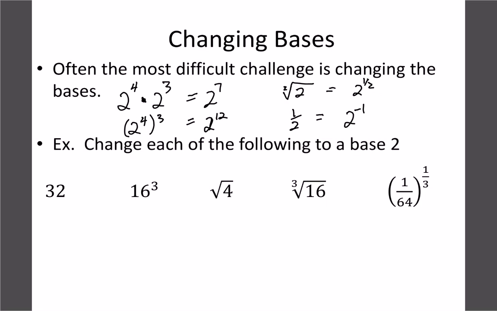So let's go through each of these. Let's change all of these to be equal to a base 2. So 32 would be 2 to the what? 2 squared is 4, 2 cubed is 8, 2 to the 4 would be 16, 2 to the 5 would be 32. If you're not sure, just use your calculator, plug them in, and away you go.